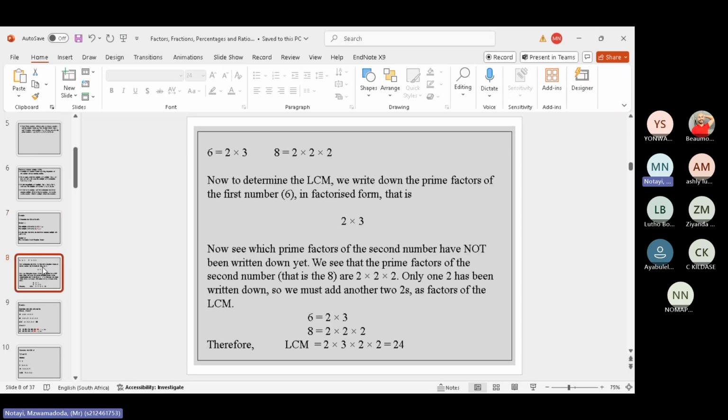The second method, you just list the prime factors of both numbers. You first write the prime factors of the first number, and then you look at which factors of the second number have not been written down, and then you just take those that have not been written, and then you multiply all your factors. Let's look at another example.